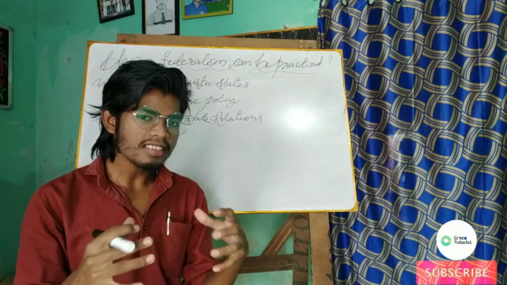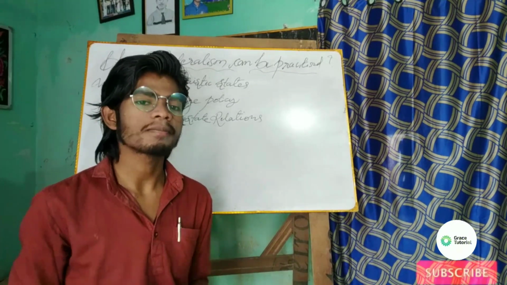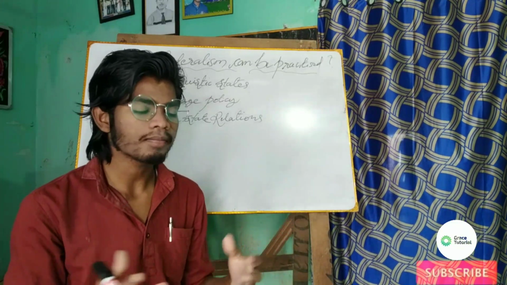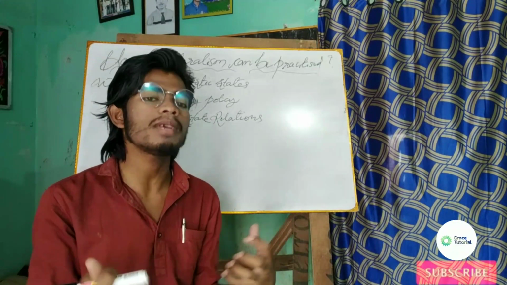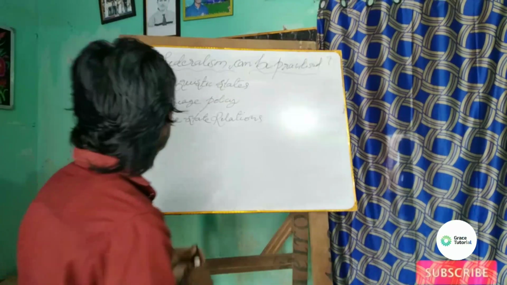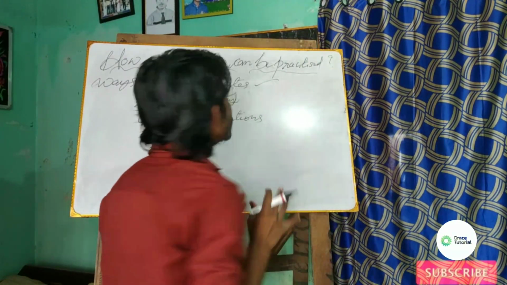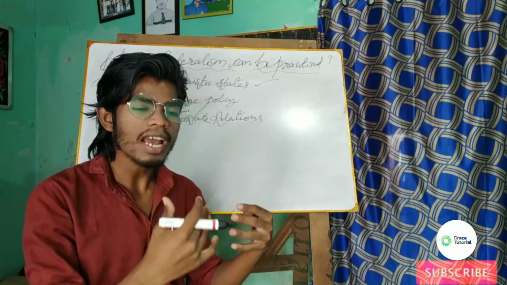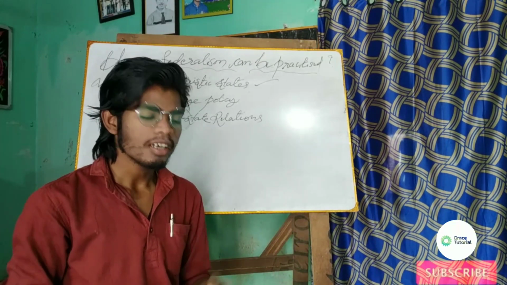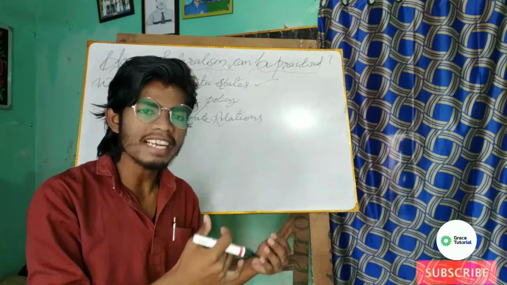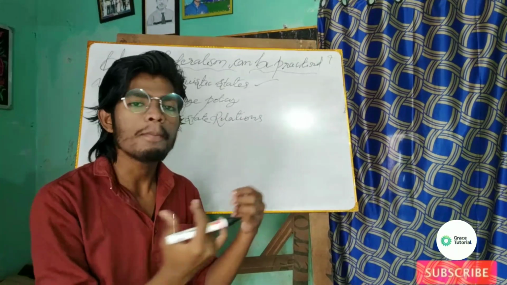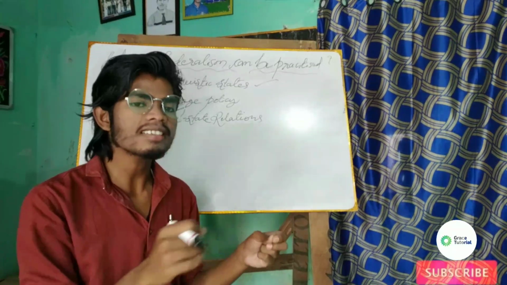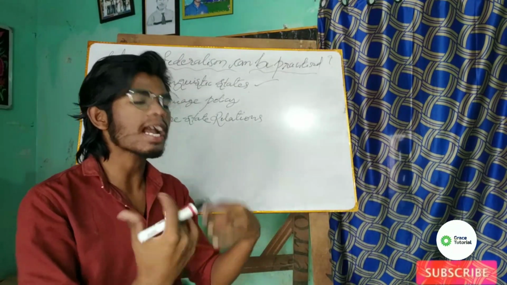Federalism can be practiced basically in three ways, which can be explained in a very easy manner. So what are the three ways? The first one is linguistic states. Let me explain this, because sometimes there may be a question in the examination: explain the formation of the states on the basis of language in brief, or the states were created on the basis of language, discuss in brief.